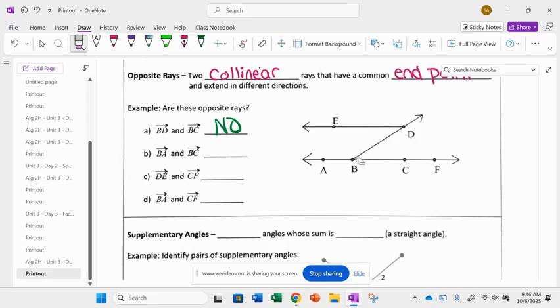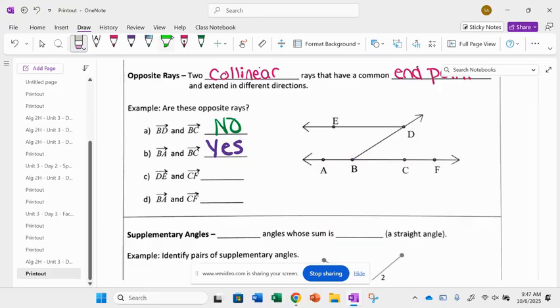The next one is ray BA and ray BC. How many people say yes, these are opposite rays? How many people say no, they are not? Good. These are absolutely opposite rays. They both have the same endpoint B. One's going to the left, one's going to the right. Are they collinear? Do they exist on the same line? Yes. So these are absolutely opposite rays.